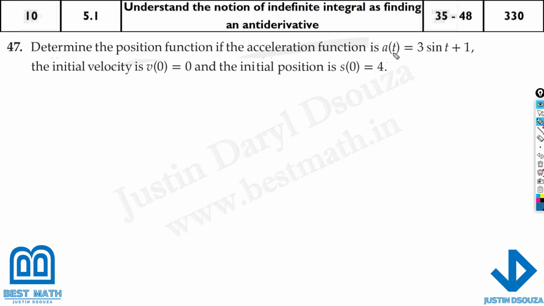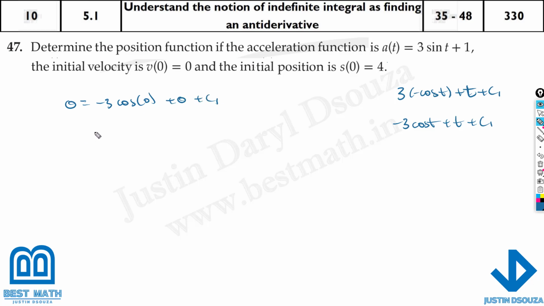So why? Because acceleration is given. When we integrate acceleration, let's do it over here: 3 minus cosine t plus 1, that is 1 becomes t, plus c1. What happens here? We get velocity, and they have given the velocity value. So over here, let me rewrite it: minus 3 cosine t plus c1. This 0 is equal to minus 3 cosine times 0 plus 0 plus c1.